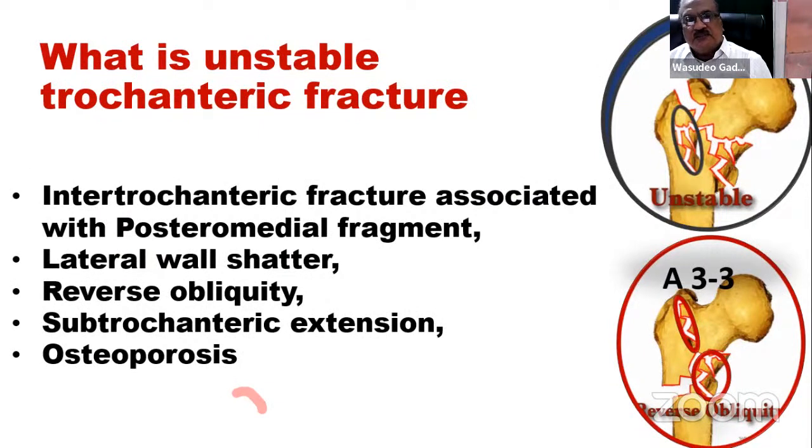intertrochanteric fracture is associated with a posteromedial fragment, a shattered lateral wall, reverse obliquity, subtrochanteric extension, and now one more is added, osteoporosis, that means the quality of bone in which you get a fracture.